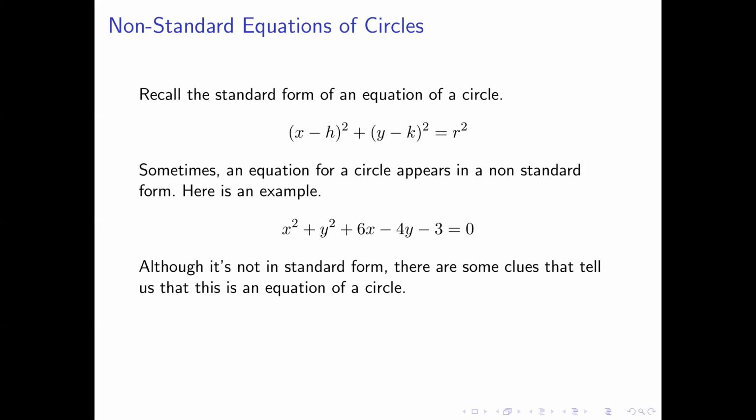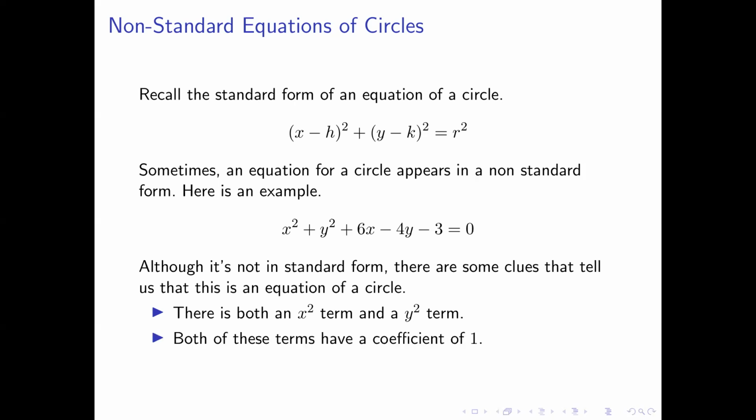But if you look at this equation, there are some clues to tell us that it is an equation for a circle, despite not appearing in that standard circular equation form. One thing is that we have both an x squared and a y squared term, and both of those terms have a coefficient of 1. If you see an equation that has these two features, you can be confident that its graphical representation is that of a circle, even if you can't right away get all the information about the circle that you might want from it.